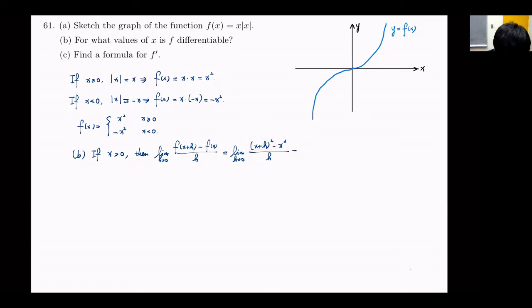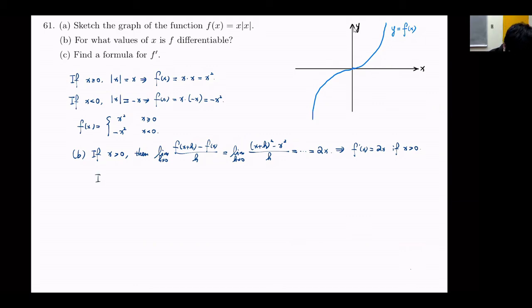Then you compute this limit by yourself. We have seen this limit a lot of times, so I will skip the computation. At the end of the day, you will get positive 2x. In particular, this tells me that f prime of x equals 2x if x is strictly greater than 0. So f is differentiable when x is strictly positive.